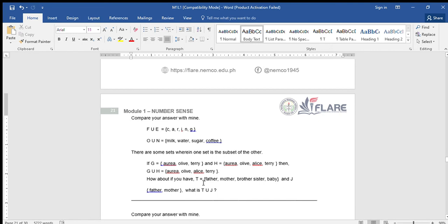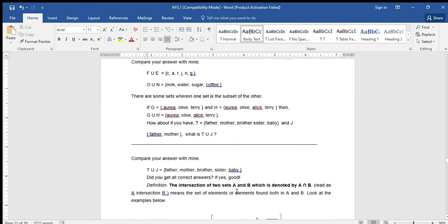How about if you have T is equal to father, mother, brother, sister, and baby. And J is equal to father and mother. So what is T union J? We have, start na sa T, father, sunod, mother, sunod, brother, sister, and then baby. Okay, so si father o si mother, di na nato siya gibalik kay nasuyat na nato siya dire. Okay? Sige, pangutana.